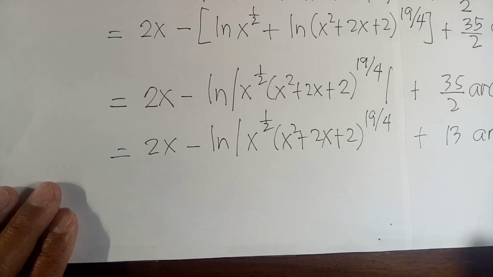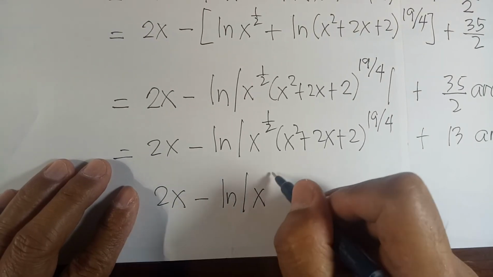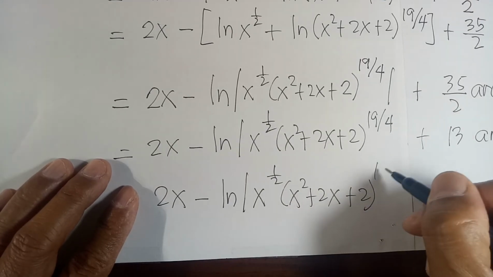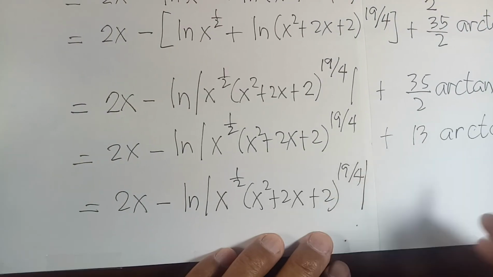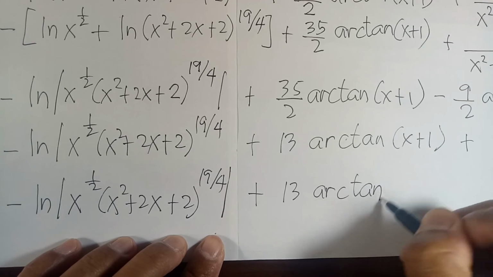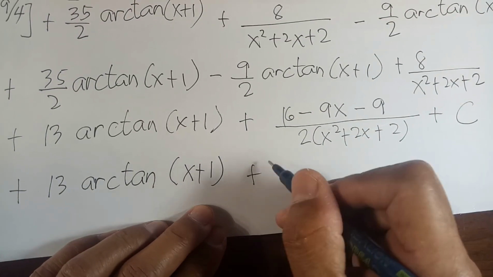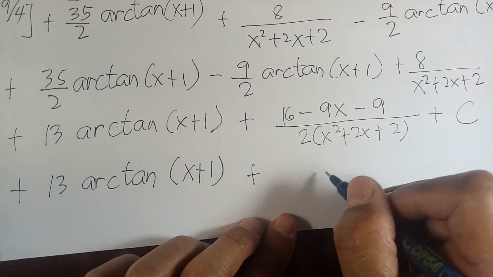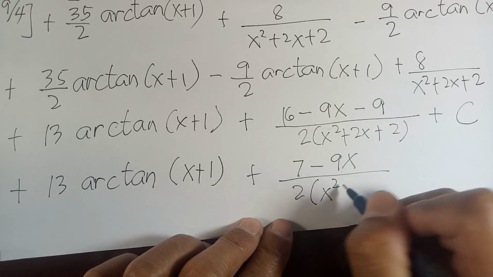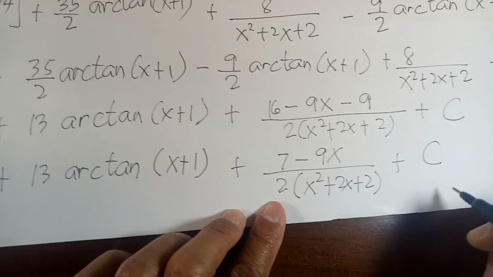So for the final answer, we have 2x minus ln of x raised to 1/2 times x squared plus 2x plus 2 raised to 19/4, and then plus 13 arctangent of x plus 1, and then plus, 16 minus 9 is 7, so 7 minus 9x divided by 2 times x squared plus 2x plus 2, and then plus c. And this is now the answer.